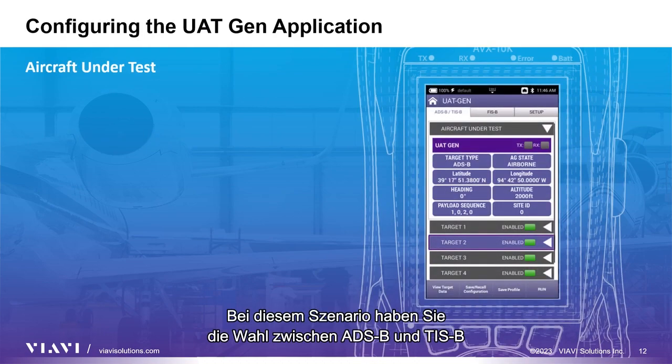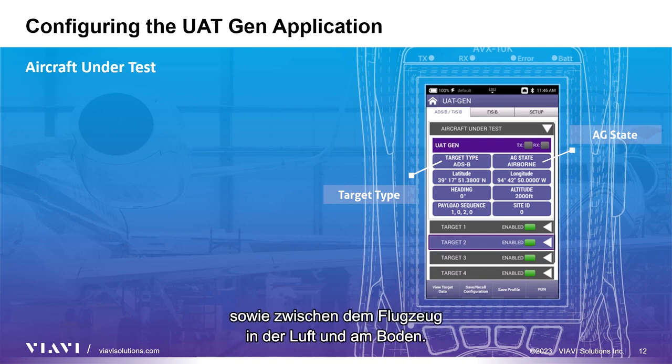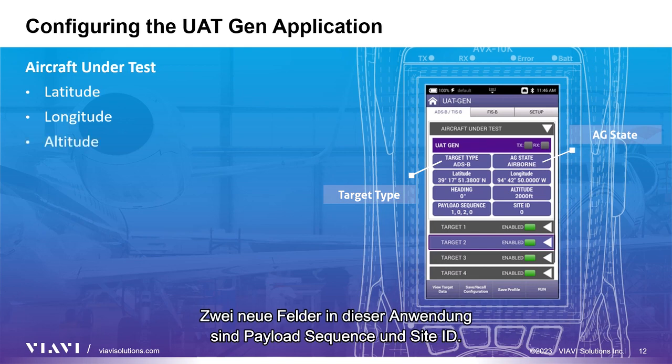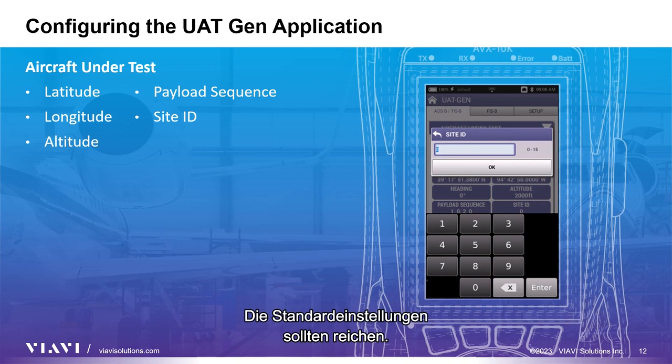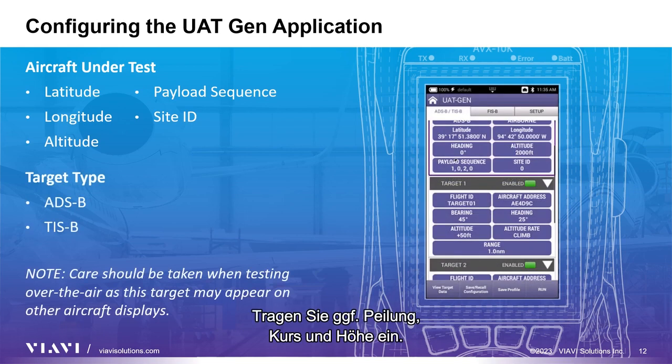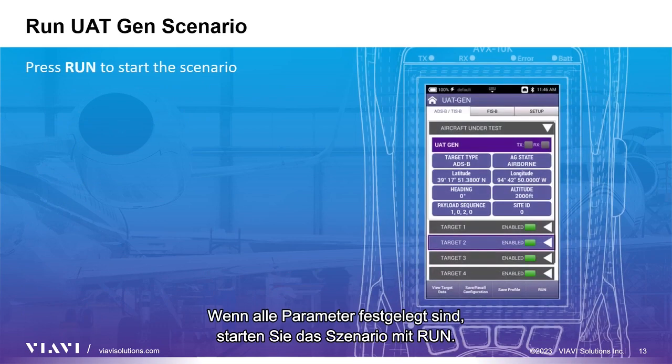For configuring the scenario, target type can be toggled between ADS-B and TIS-B, and air-ground state can be toggled between air and ground. Two new fields in this application include payload sequence and site ID. The default settings should work fine, but these can be modified to suit your needs as well. Complete each target's bearing, heading, and altitude as required. Once again, please note that care should be taken when testing over the air, as these targets may appear on other aircraft displays. Once everything is set up, press the run key to start the scenario.